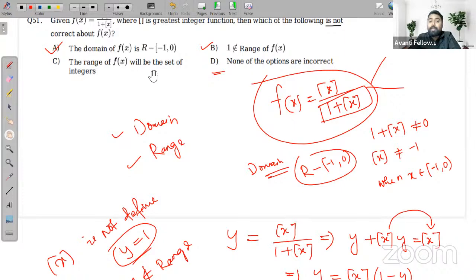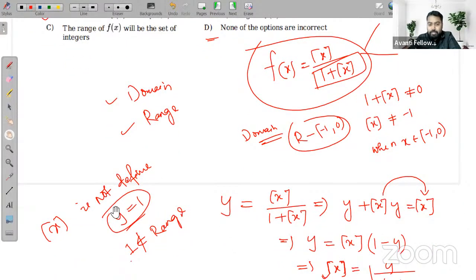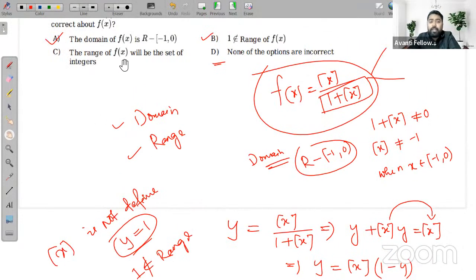The range of f of x will be the set of all integers. No, never. Why? Because y equal to 1 is not in the range set. That means 1 is an integer. If 1 is an integer, how can you say the range of f of x will be the set of all integers? It is incorrect. Simple, it is incorrect.